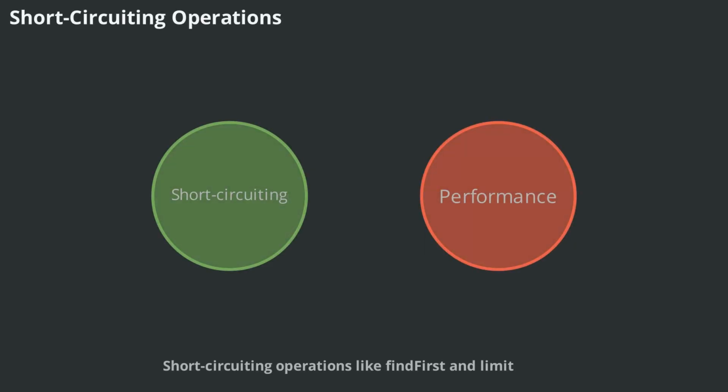Short-circuiting operations like findFirst and limit can terminate a stream pipeline early. This is useful for performance optimization, especially when you don't need to process the entire collection.